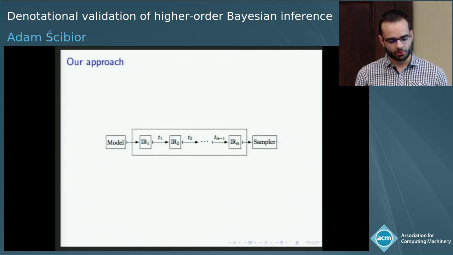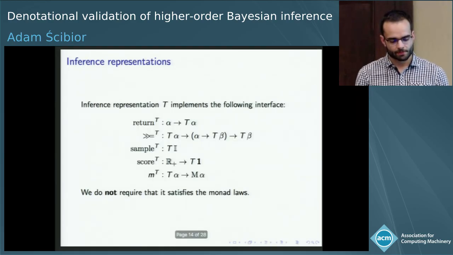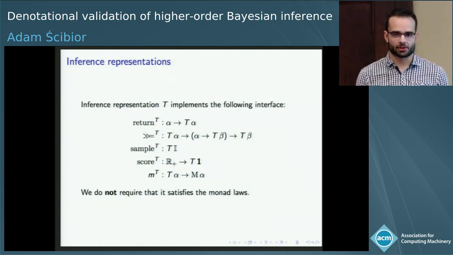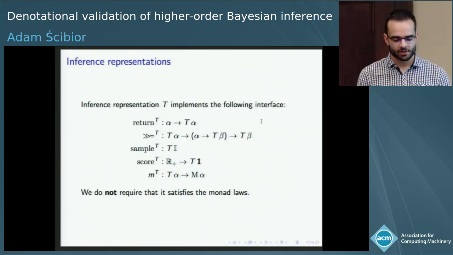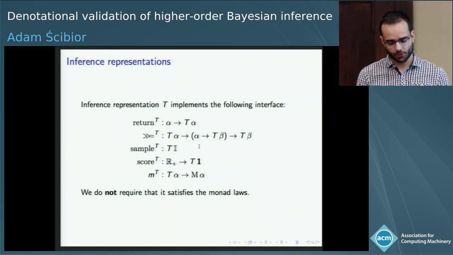And what are the requirements we have of inference representations? Basically, those are things that look a lot like monads. So we require that they implement the monadic interface, but they don't necessarily have to satisfy the monad laws. And on top of implementing this interface, they need to provide an interpretation for the probabilistic effects. So sample here samples a value from a uniform distribution on the unit interval, and score just accumulates the score. So those four things are sufficient to interpret probabilistic programs using the inference representations.